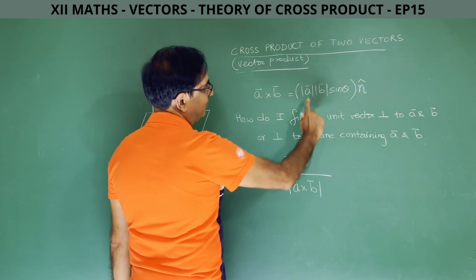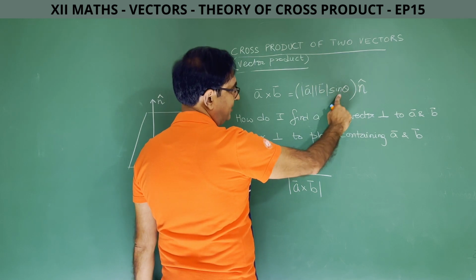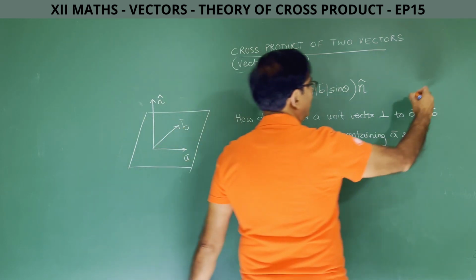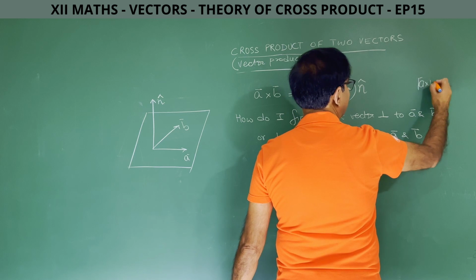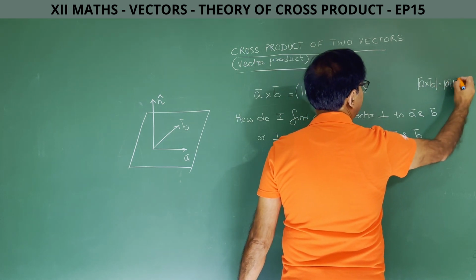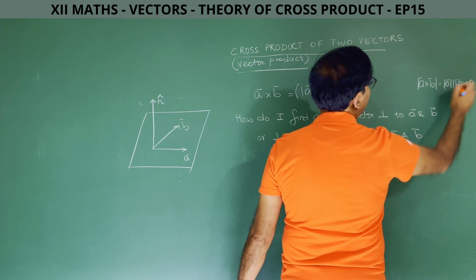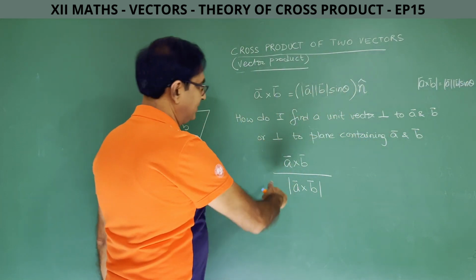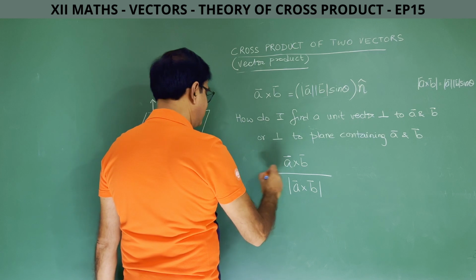So what I am going to do is divide this vector by its own magnitude. So you replace the magnitude of A cross B by this: magnitude A, magnitude B, sine theta. And that is the formula. What is the magnitude of A cross B? We already wrote it. Magnitude A, magnitude B into sine of the angle between the vectors. So they will cancel, only n cap will remain. So this is it.